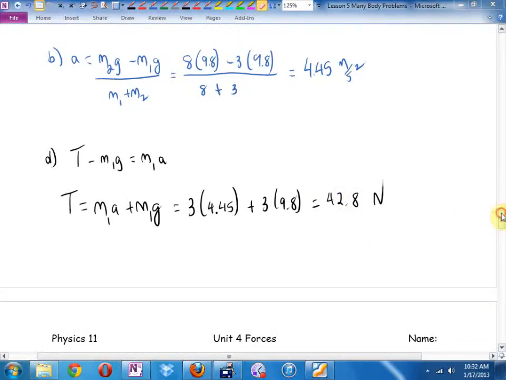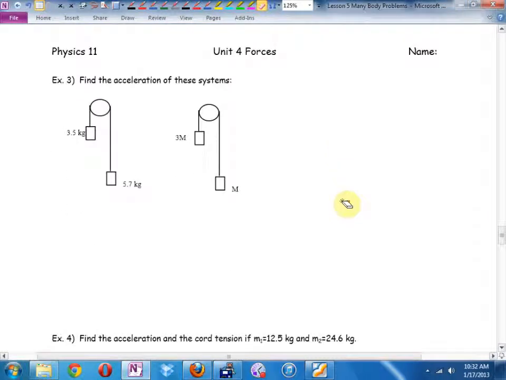So we left off looking at here. Example 3 says find the acceleration of these systems. Ooh, one has numbers. One says a mass of 3m and the mass of m. We'll try doing it algebraically. Now, if you have an algebraic one and you really don't like it, you could let big M be 2, let's say, and then you'd have a mass of 6 and a mass of 2. Or you could let it be 10, have a mass of 30, have a mass of 10.